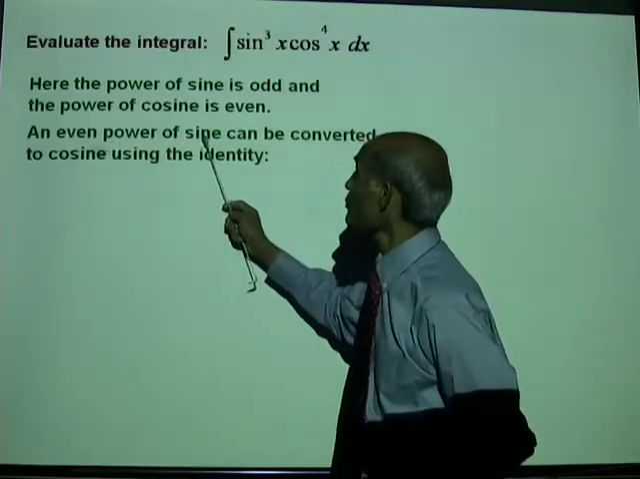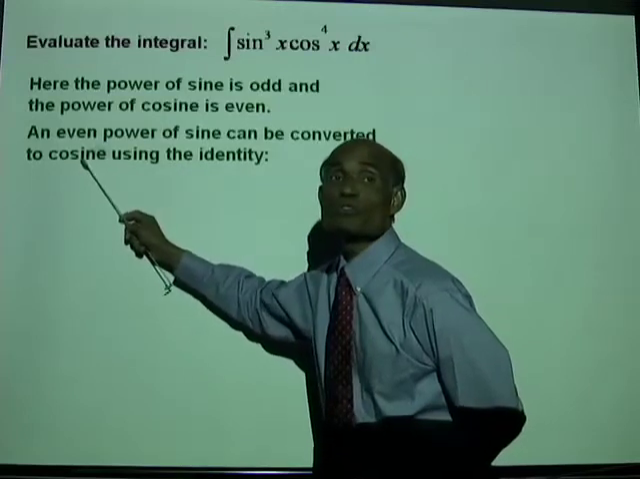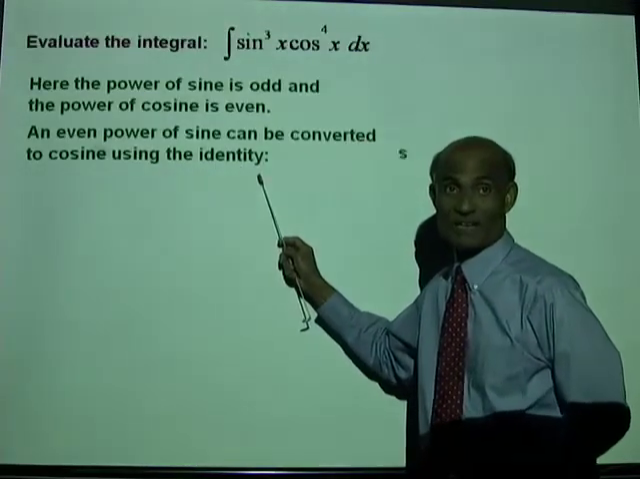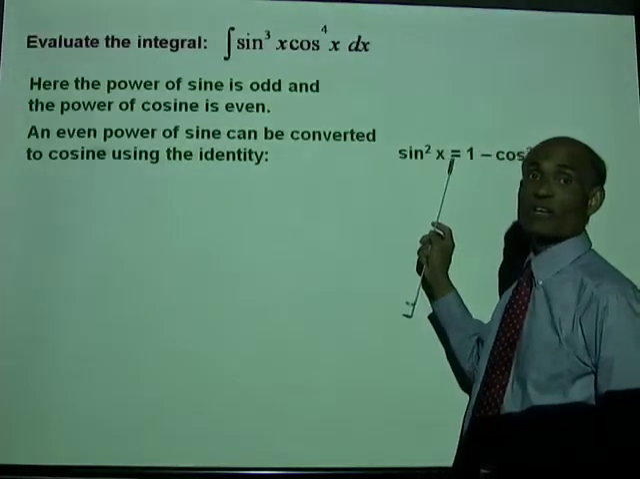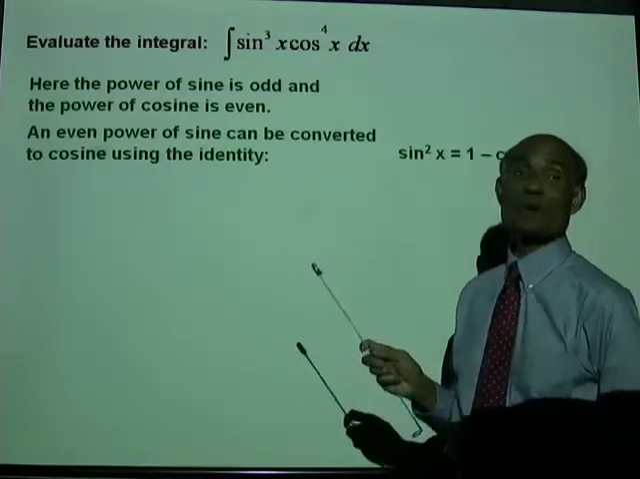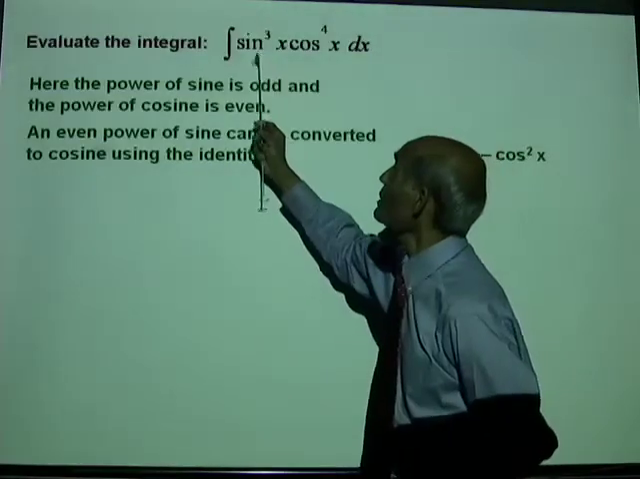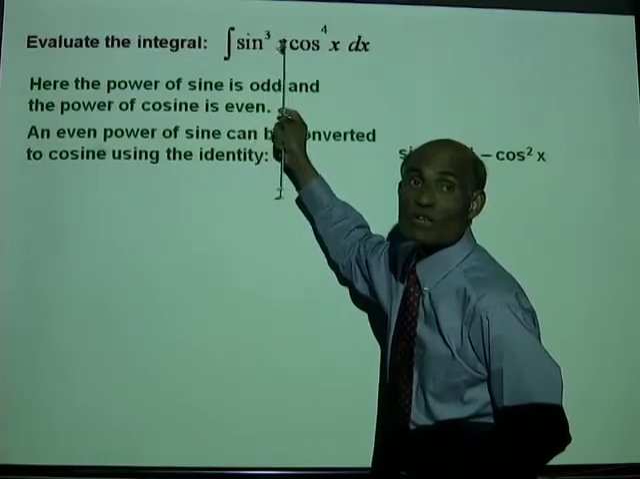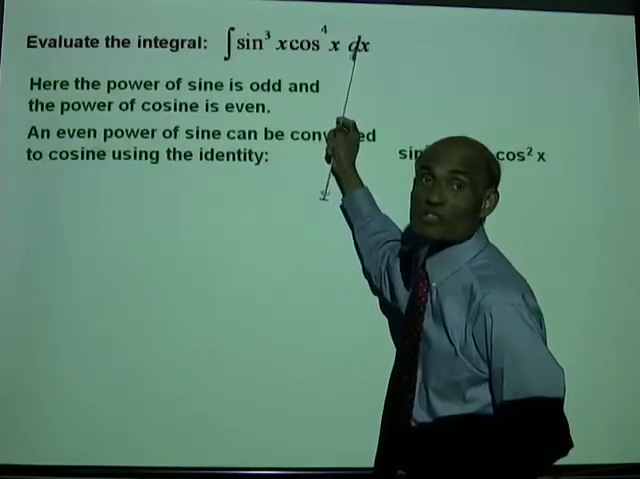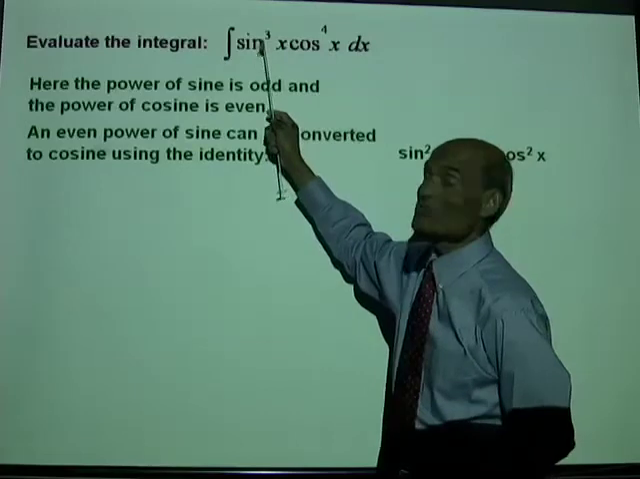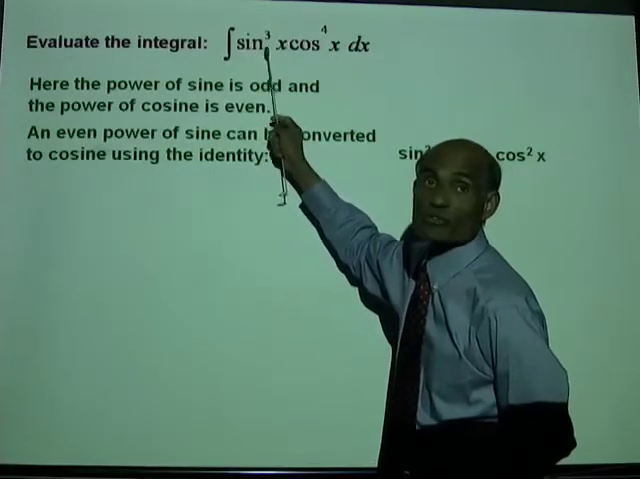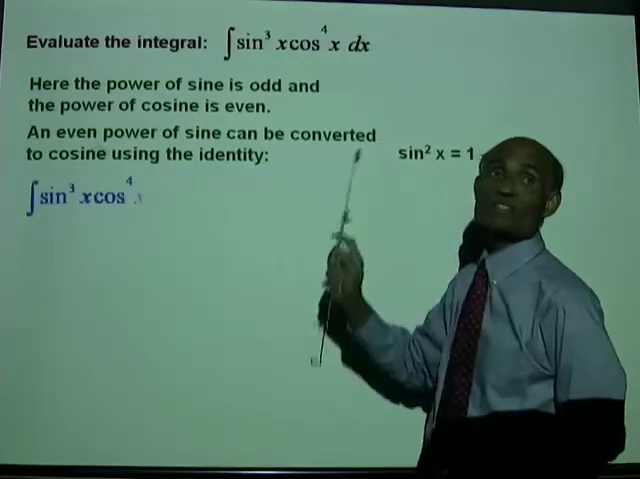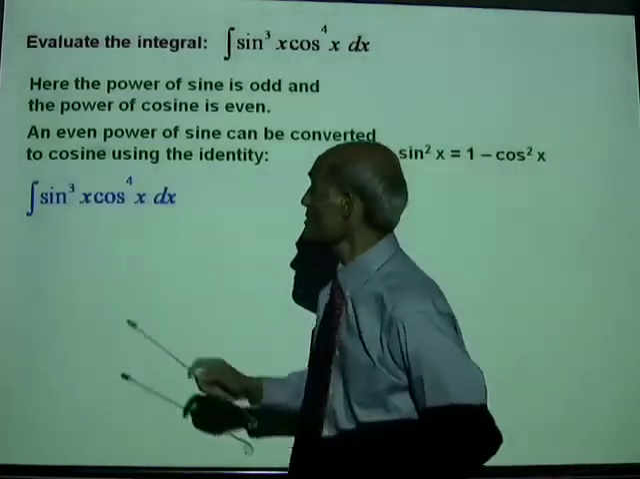Now here the power of sine is odd and the power of cosine is even. An even power of sine can be converted to cosine using the identity. What identity is that? Sin squared x equal to 1 minus cos squared x. So what we will do is we will write this sin cube x as sin squared x times sin x. We will write the sin x dx at the end. So this will be sin squared x times cos to the power of 4x times sin x dx. That's right. So let's write that.